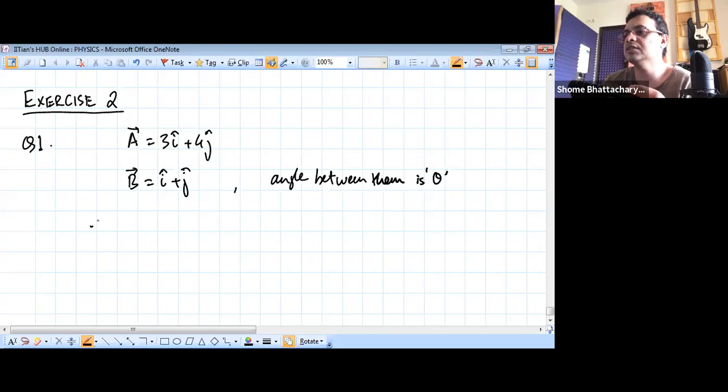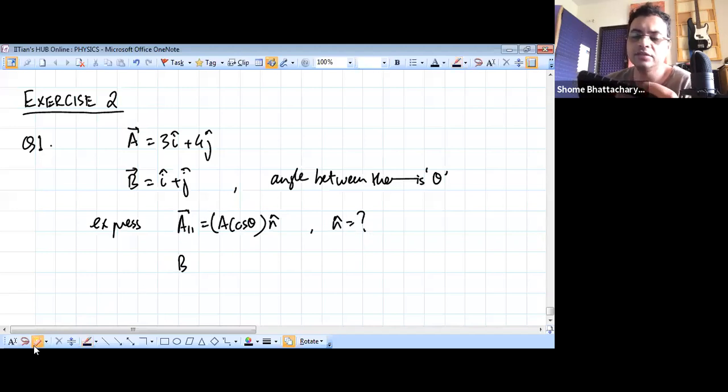then we have to express the component of A along B and A perpendicular to B. So we have to express A parallel as A cos theta into some unit vector. So we have to find what that unit vector is. And we have to also express A perpendicular as A sine theta into some unit vector. And again, basically we have to find the numerical value of that unit vector.